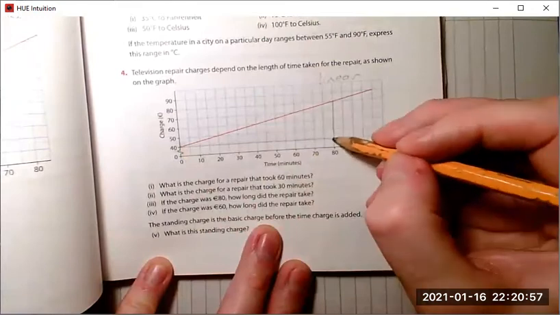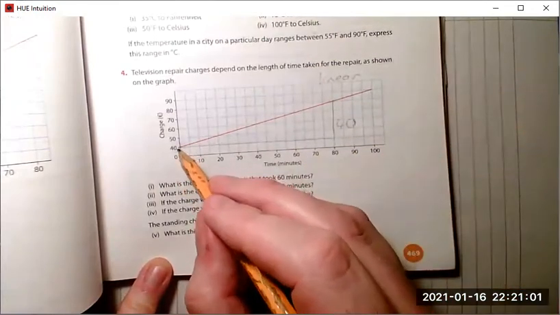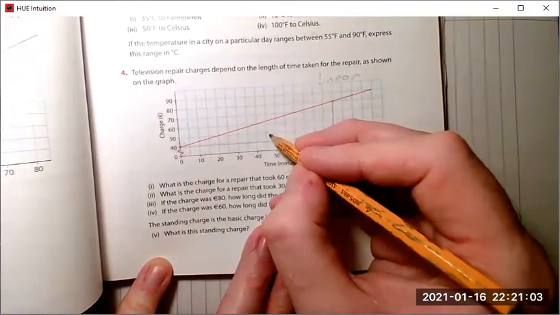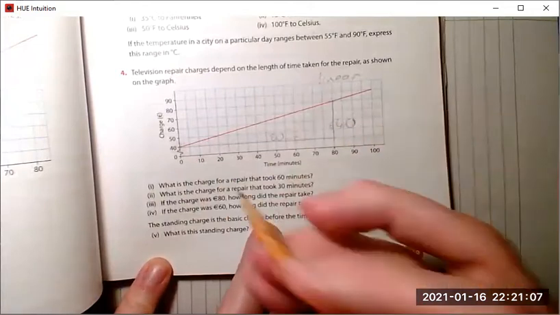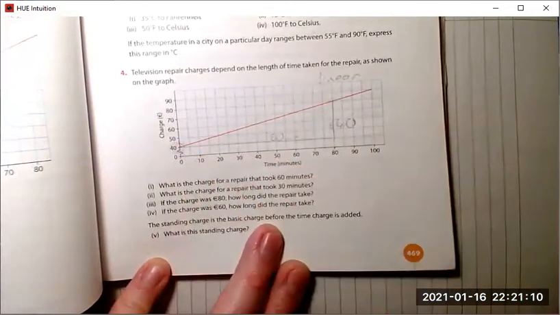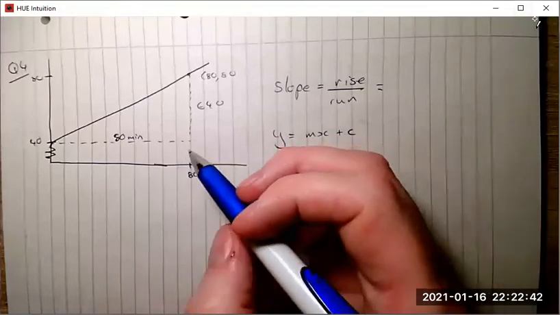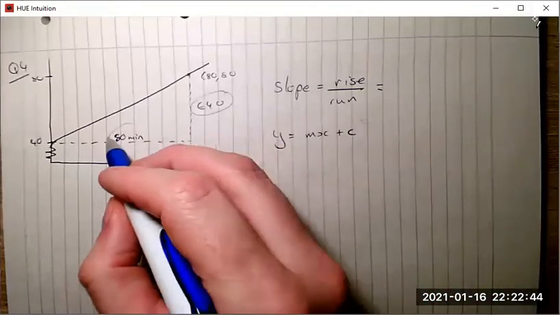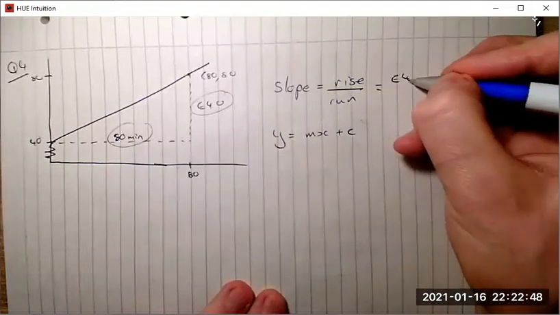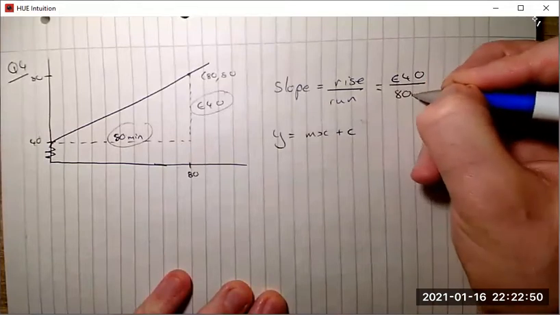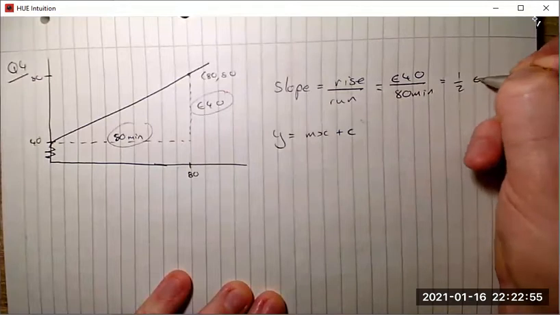There's a rise over run. Your rise goes from 40 to 80, that's a rise of 40. Your run goes from 0 to 80, that's a run of 80 minutes, a rise of 40 euros. Your y-intercept here is at 40. Here's that graph drawn out. So a rise of 40 euros, a run of 80 minutes means that the shop is charging 40 euros for every 80 minutes. That's the same as €0.50 per minute.